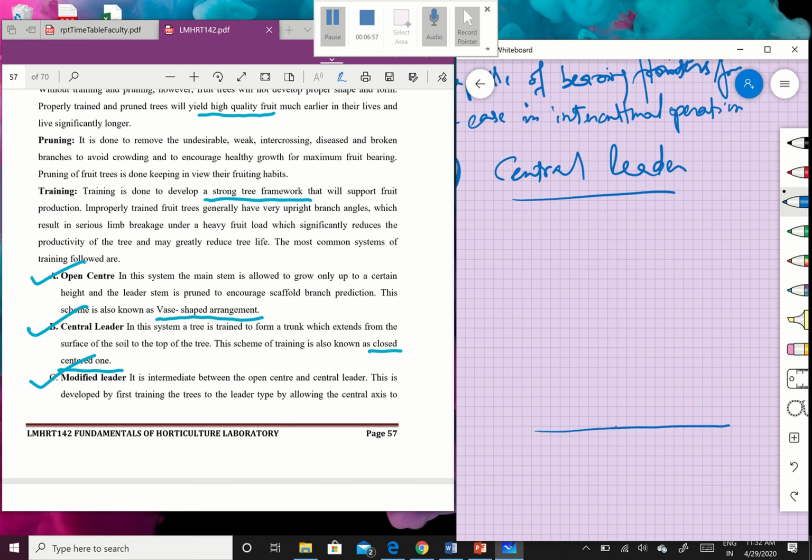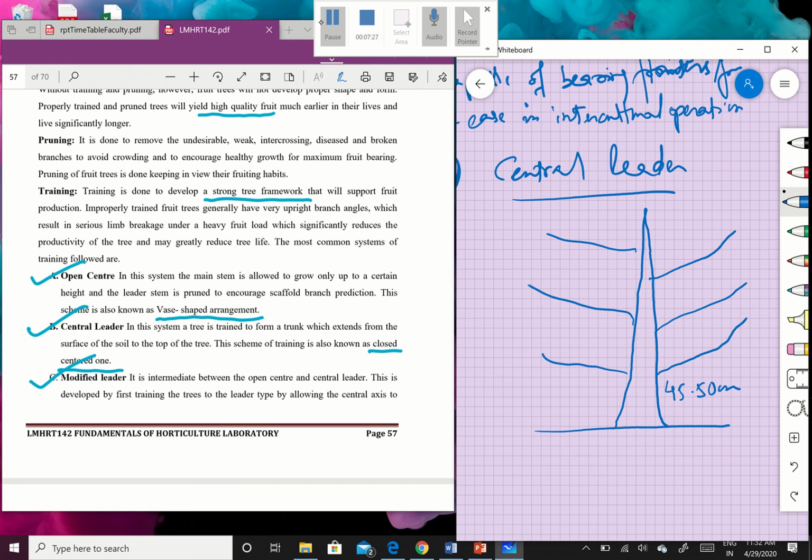So this is your ground level, this is your tree. We are going to allow the tree to grow. We are not going to interrupt its growth. Okay, so the branches, but we are going to manage the branches here. So the first branch we are going to allow at a height of 45 to 50 centimeter. And the distance between two consecutive branches should be 15 to 20 centimeter. Okay, this should be your 15 to 20 centimeter.